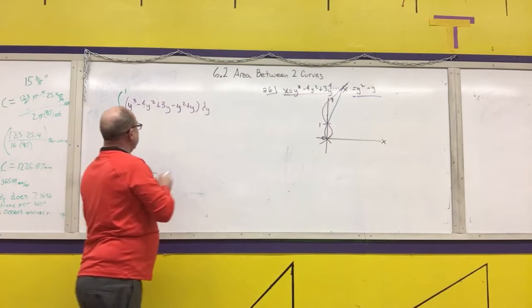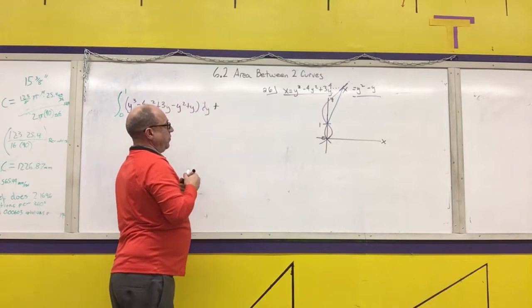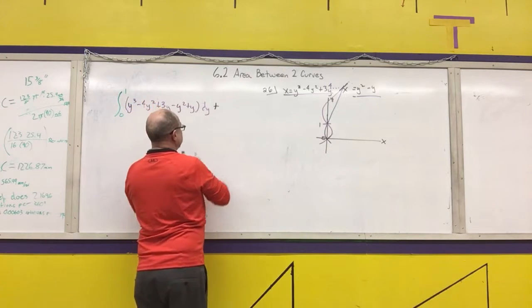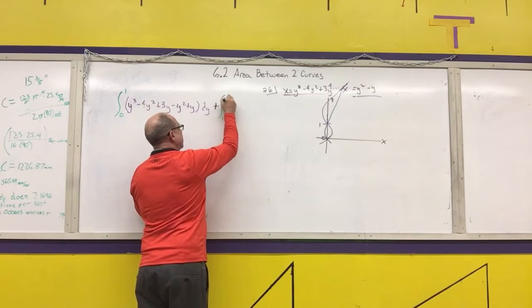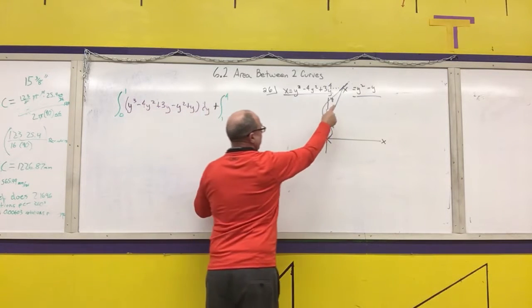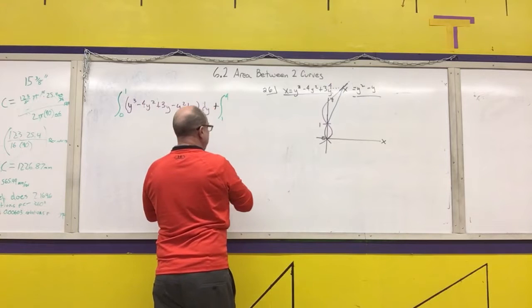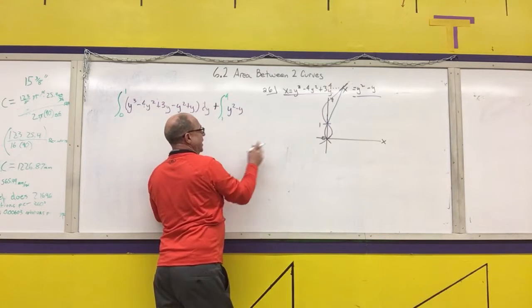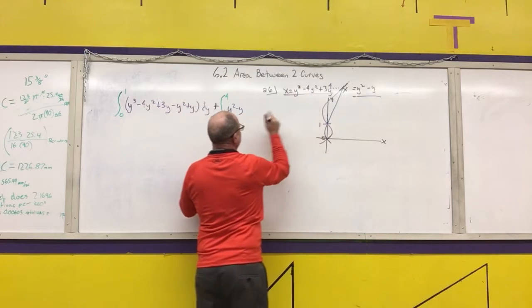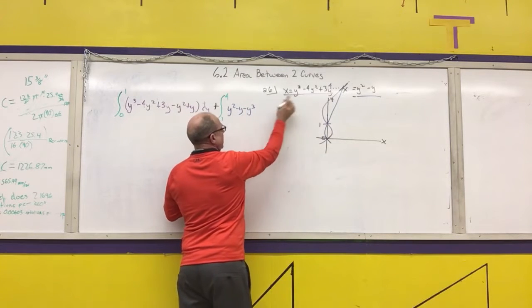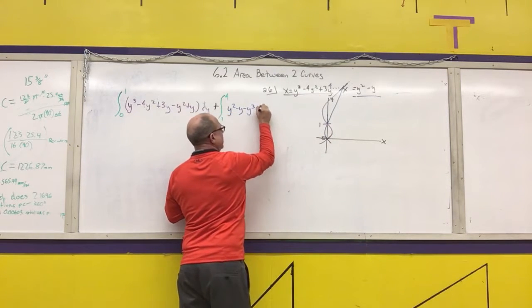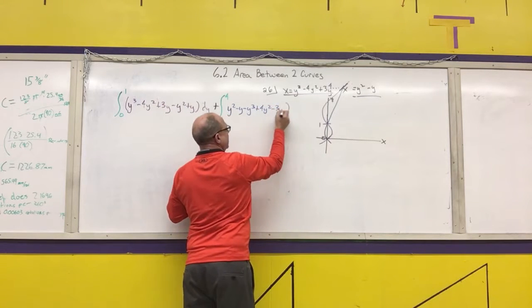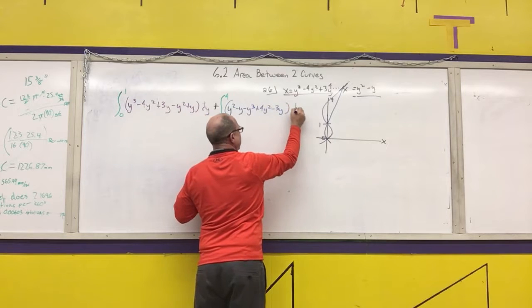Plus the integral from 1 to 4 of the blue function, y squared minus y, minus the purple function, minus y cubed, plus 4y squared, minus 3y, dy.